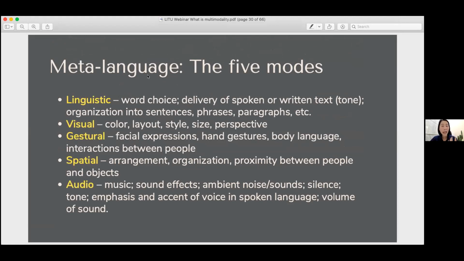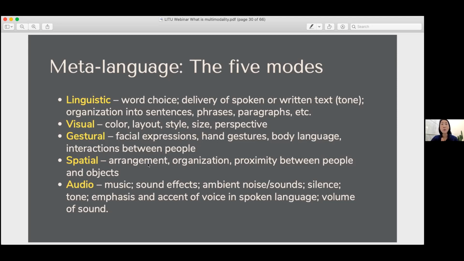So of course, some meta language that you can teach them would be the 5 modes, but it will depend again on whatever multimodal text you are focusing on. If it is a presentation, you might have to look at gestural, not just linguistic: tone of voice, intonation, organization of sentences, phrases, things like that. But also you might want them to focus on facial expression, hand gesture, body language. Spatial is another interesting thing that we haven't talked about enough, which is the space, right? Spatial is space. So arrangement, organization, proximity, things like that.